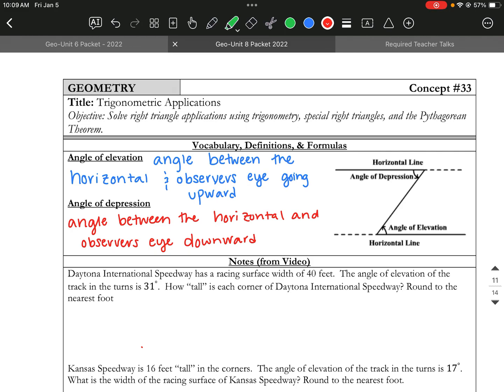An angle of elevation is the angle between the horizontal and the observer's eye going upward. So if you look at this diagram, the angle of elevation is here. We're going up from the horizontal. The angle of depression is the angle between the horizontal and the observer's eye going downward. Here I have it. Because two horizontal lines are parallel, the angle of depression and the angle of elevation will always be congruent. So if you know one, you know the other.